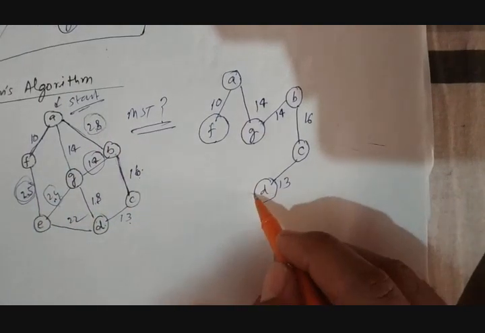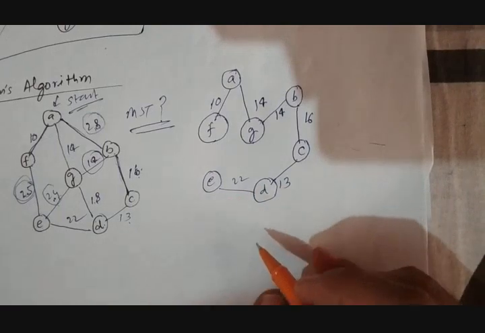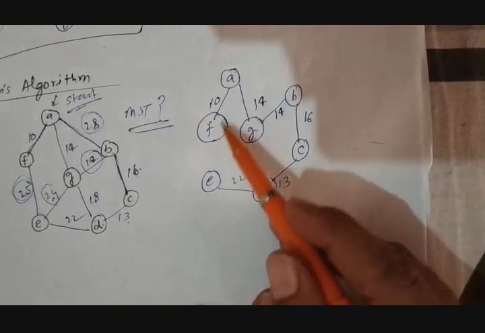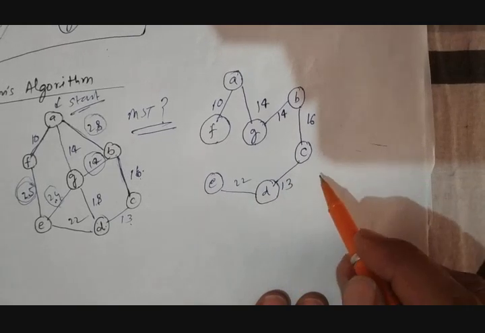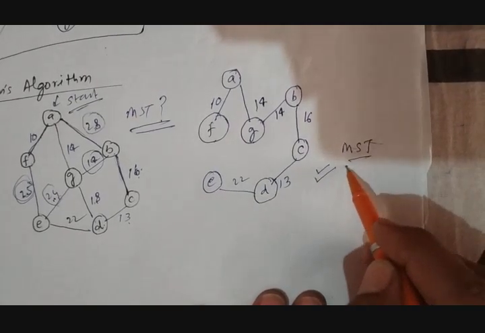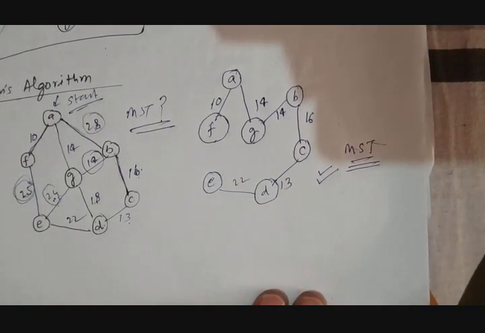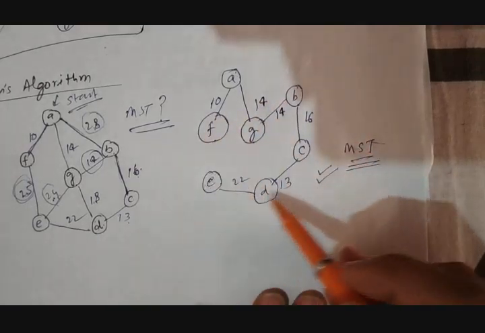So 22 is minimum, so we will pick up this edge. Now we'll come to E here. Now just see here, all the vertices are covered. No vertices are left here. Now this is what? The minimum spanning tree using Prim's algorithm. Just see here. So this is your answer. This is the minimum spanning tree.